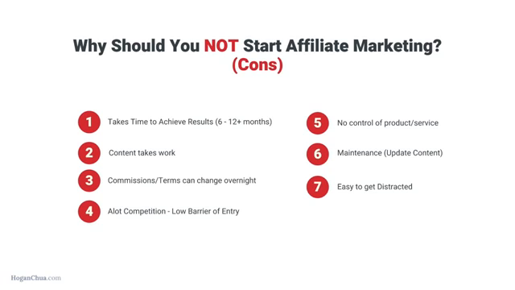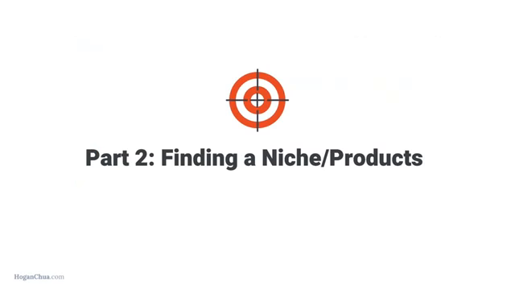So with that said, I still think affiliate marketing is really, really amazing, especially if you're just starting out with online business and you want to make a passive income online. So what we're going to do is get straight into this video. We're going to talk about how to find a niche, finding different products that you can promote, and also looking for lower competition keywords that you can actually target for your website and things like that. So part 2, we're going to look at finding a niche and finding products to promote.